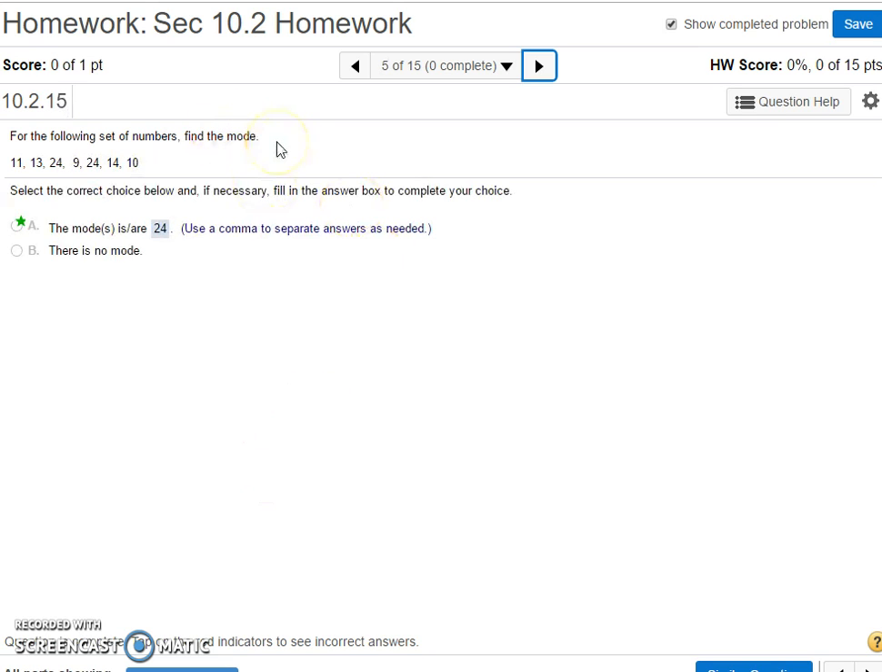The mode is who happens the most. MO starts with mode and most. And so what I'm going to do is count all my data points and see who happens the most. Note you can have no mode. So if everyone only happens once, there's no mode.